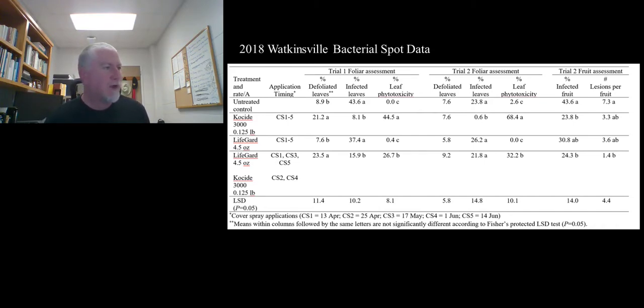So a pretty significant reduction in what we saw there as far as the number of fruit that were infected, and also the lesions per fruit. So it does help significantly. It also caused a lot more phytotoxicity. If you look at the leaf phytotoxicity that we observed and the defoliation, even though that's a pretty low rate, you do get some. So just pointing that out, again, we know that's going to happen, but it does also control bacterial spot, or suppress it anyway.